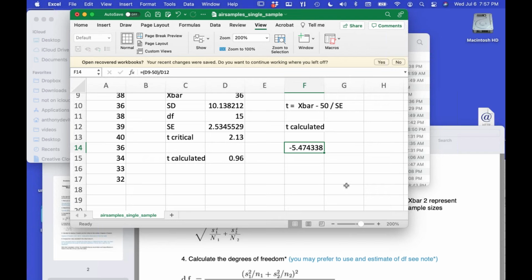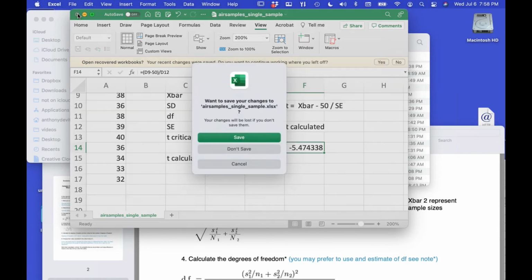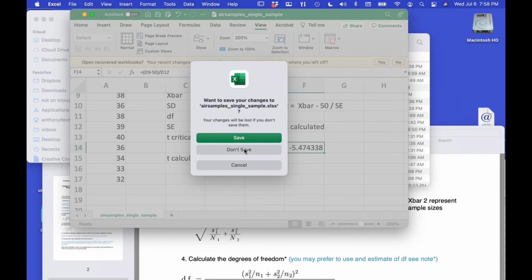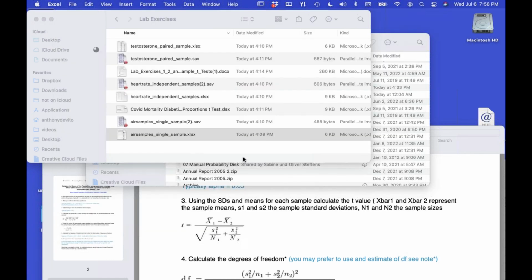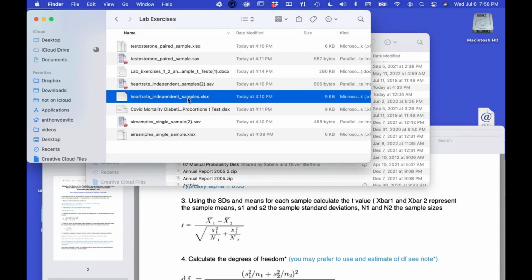Okay, I'm going to say don't save this one. Okay, and let's go for independent samples for heart rate. And as I said before, we are going to assume unequal variances. Let me blow this up a bit. Data, review.